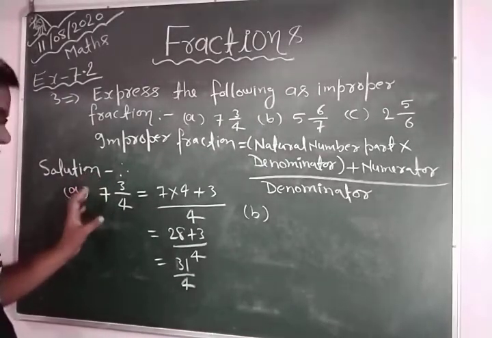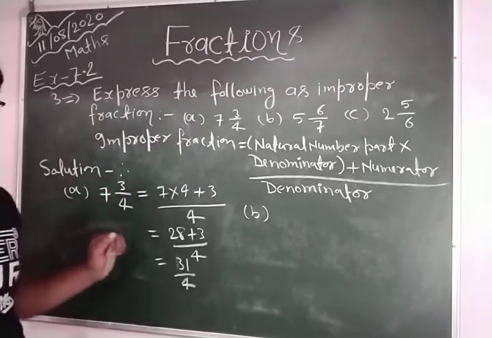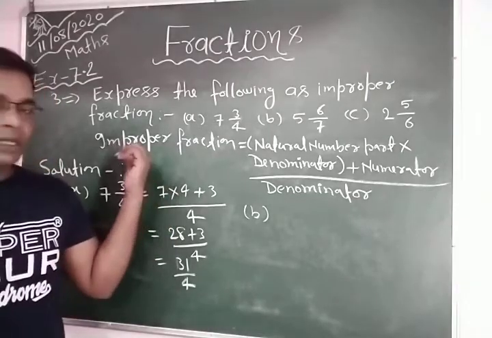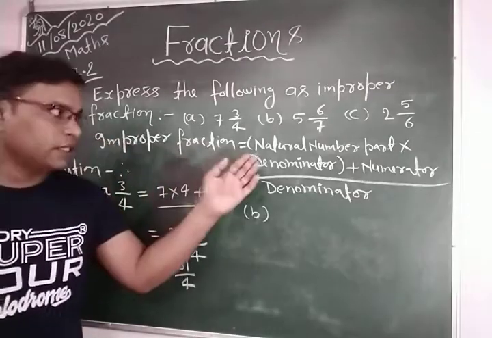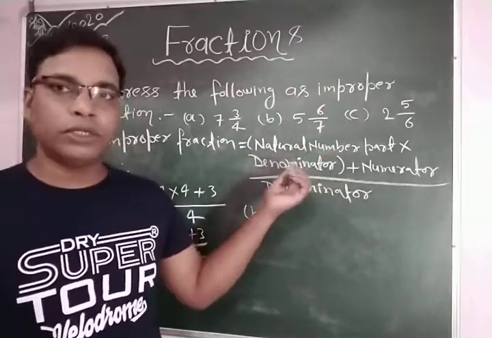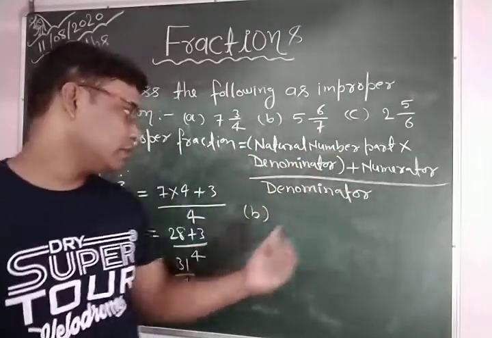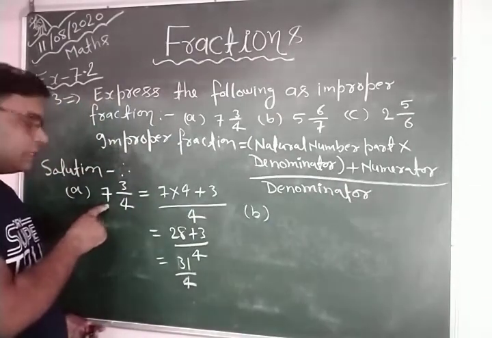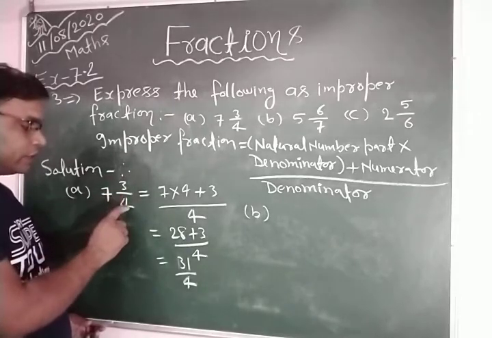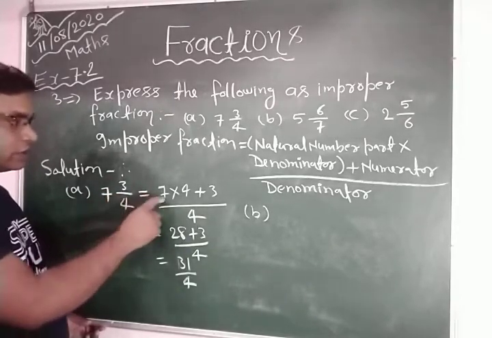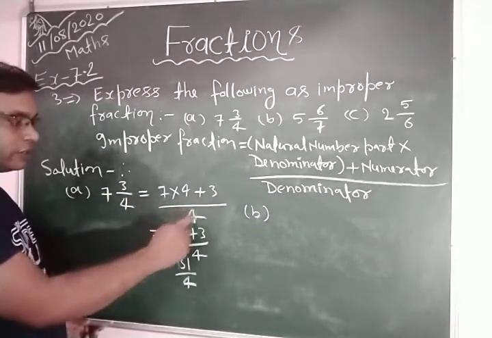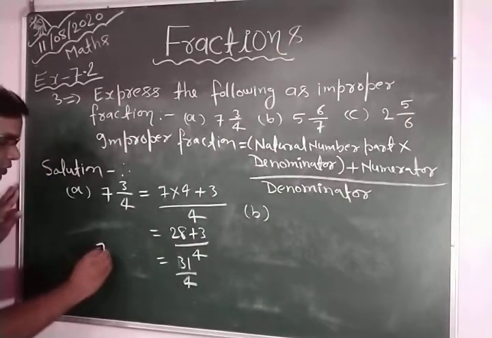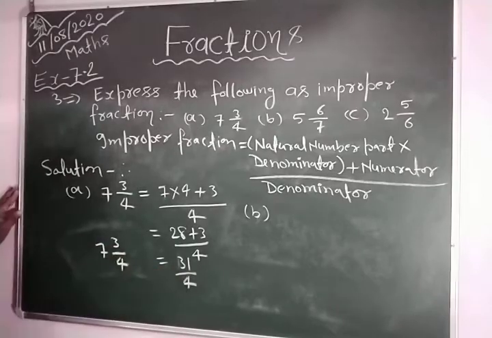Now let's see B part. This is a mixed fraction, 7 whole 3/4. So we convert it into an improper fraction. The form of an improper fraction is natural number part into denominator plus numerator, by denominator. So this is the natural number part, this is the denominator, this is the numerator. In this way you obtain 31/4. So you can write here 7 whole 3/4 is equal to 31/4.